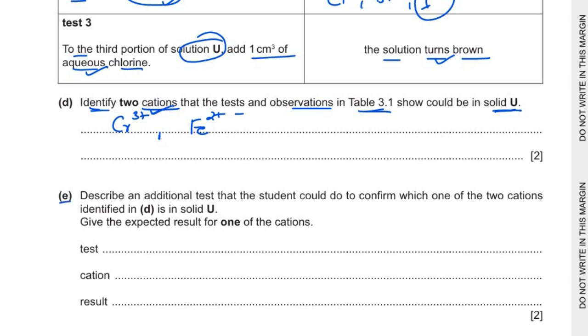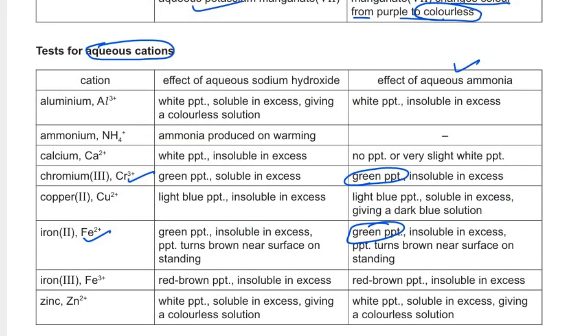Now question E is describe an additional test that the student could do to confirm which one of the two cations identified in D, that is this one, the two cations in solid U. Give the expected results for one of the cations. So here is the table again, and let's distinguish how can we find out that chromium 3+ or Fe2+, how can we distinguish the two ions?